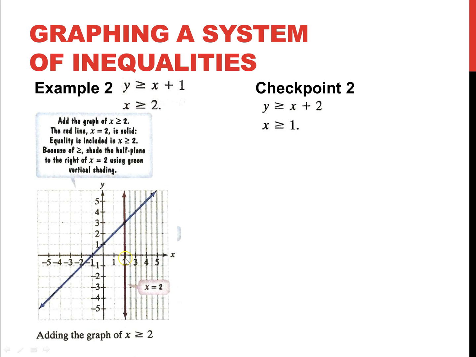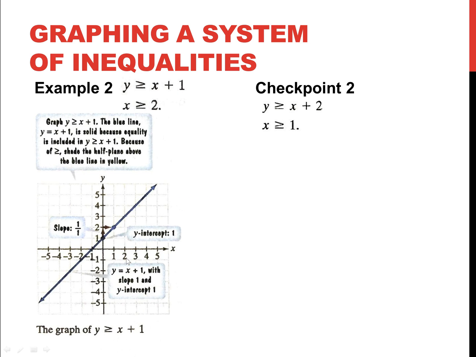And now for the second equation, I only have x is greater than 2. So I only have an x coordinate, which is 2. So I have a vertical line when I have an x. And since I know it's greater than, that means it shades to the right because that's where the numbers get bigger. So back to the other equation, the first one, it's also greater than, so it shades upwards.